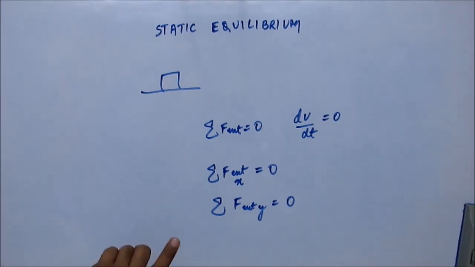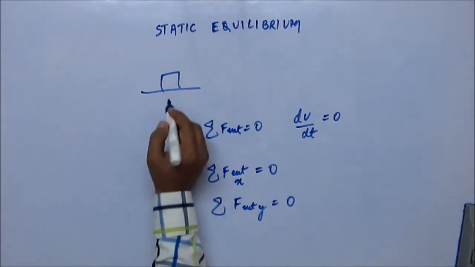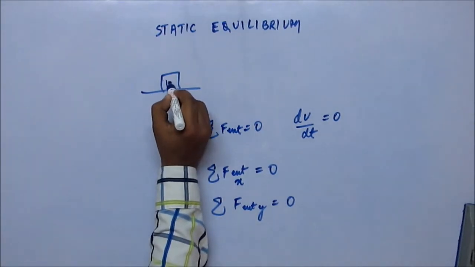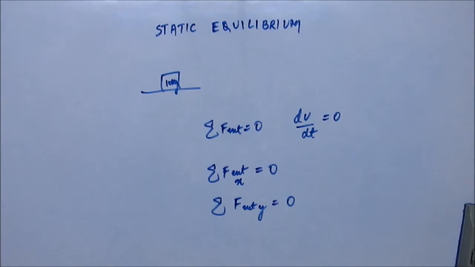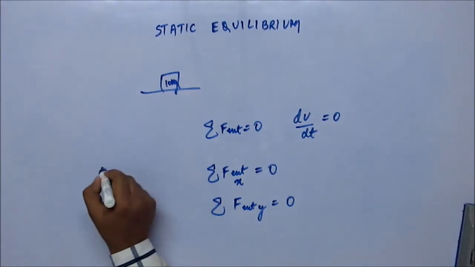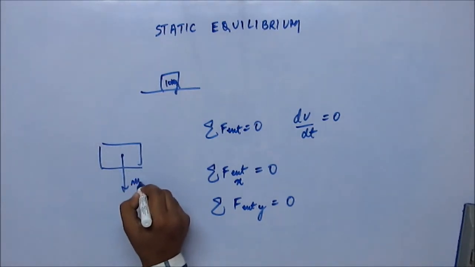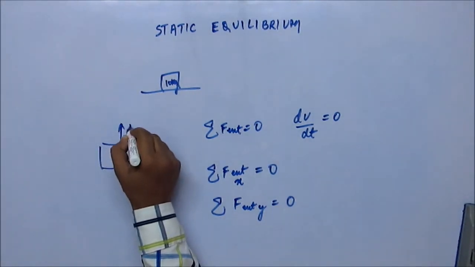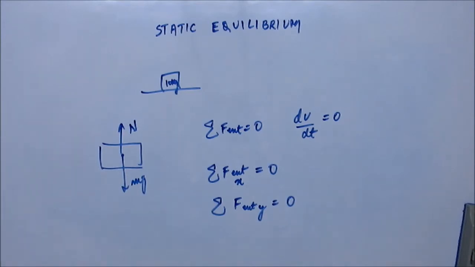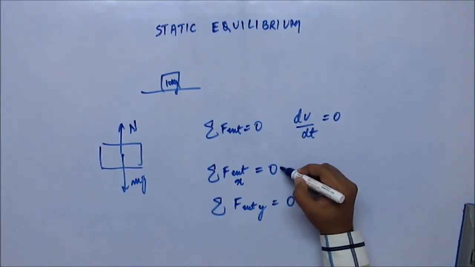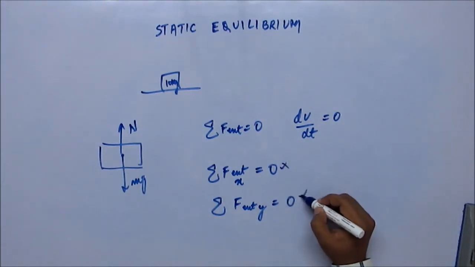So we have 2 equations now, and using these 2 equations we can find some variables which are not known. For example, in this case, suppose it is given that the body is of 10 kg and we are asking what is the normal reaction, how much normal reaction force is acting on the block. To do that we learned to draw the FBD. So let's draw the FBD. There are 2 forces, one is mg and the other one is the normal reaction. There is no horizontal force, so we will not be considering this equation. This is the equation of concern here.